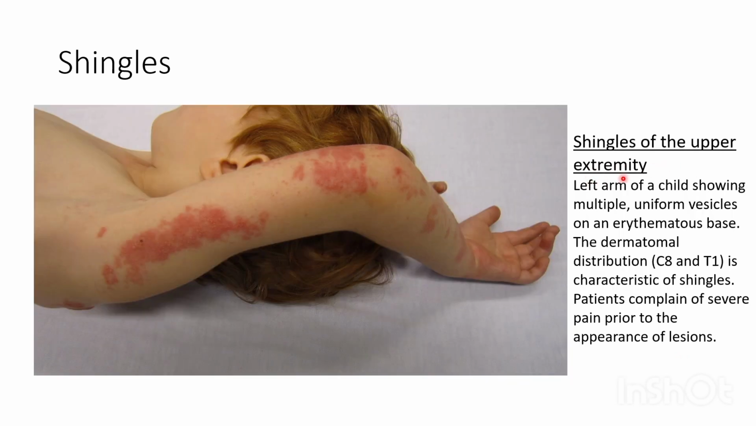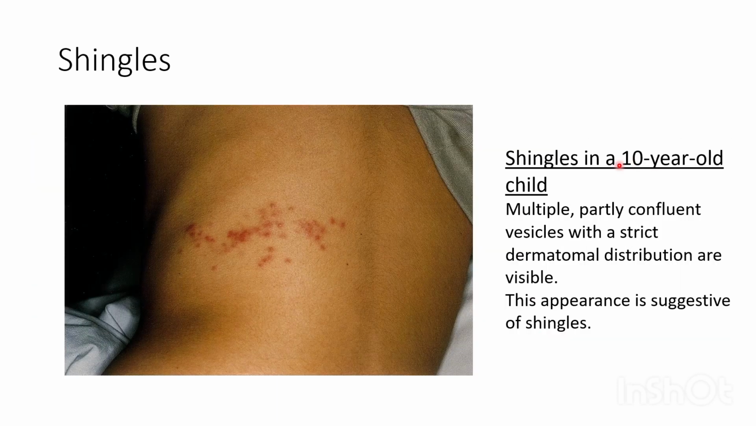Shingles of the upper extremity: left arm of a child showing multiple uniform vesicles on an erythematous base. A dermatomal distribution C8 and T1 is characteristic of shingles. Patients complain of severe pain prior to the appearance of lesions. Shingles in a 10-year-old child. Multiple partly confluent vesicles with a strict dermatomal distribution are visible. This appearance is suggestive of shingles.